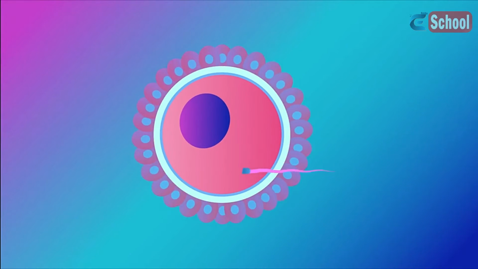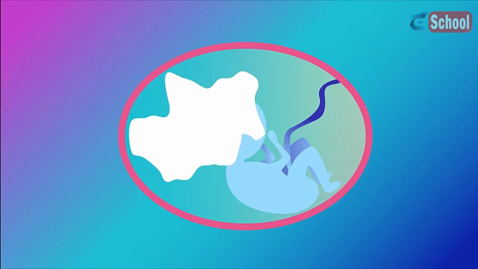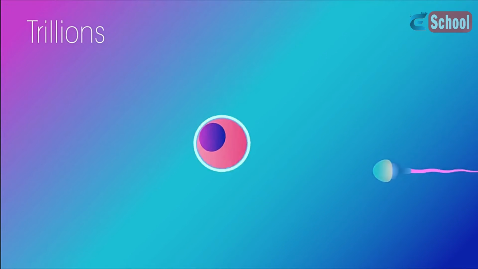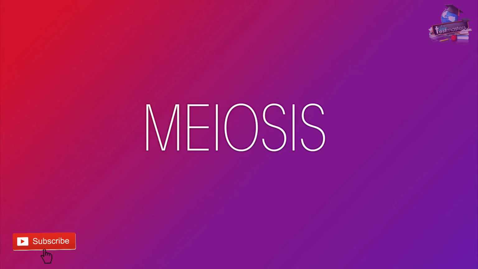Sperm meets egg, which then undergoes multiple cell divisions to make a living organism with trillions of cells all doing their own specialized function. Impressive, but where do the egg and sperm come from? The answer is, as you may have guessed from the title, meiosis.